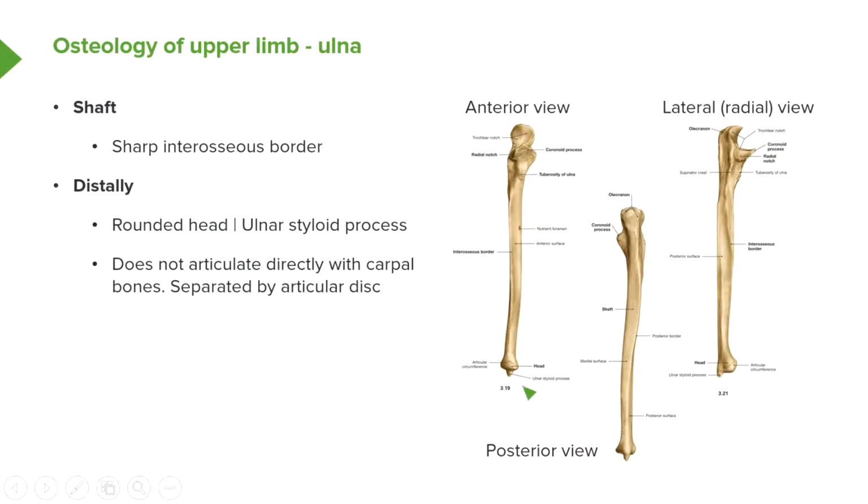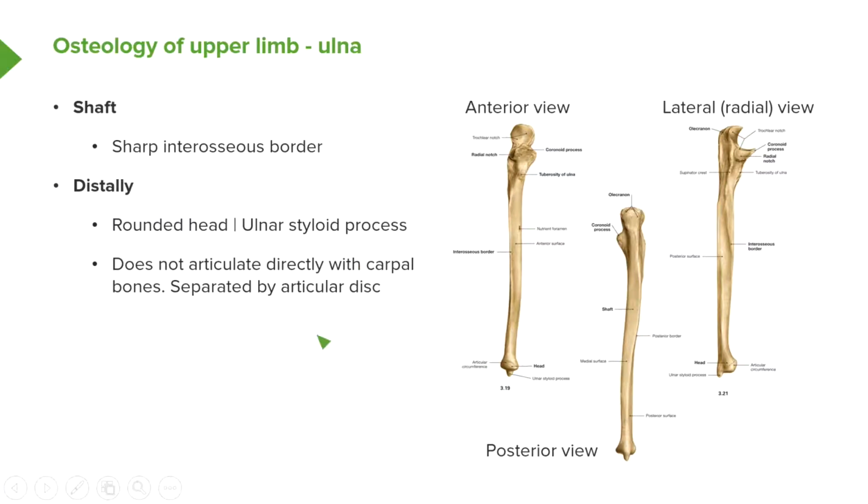Distally, if we look at the ulna, we have the head, a rounded head, and then we have the ulnar styloid process. And this sticks out, we can see here. On the posterior surface, we can see it here. And on this anterior view, we can see the ulnar styloid process sticking out. And this can be palpated medially at the wrist joint.